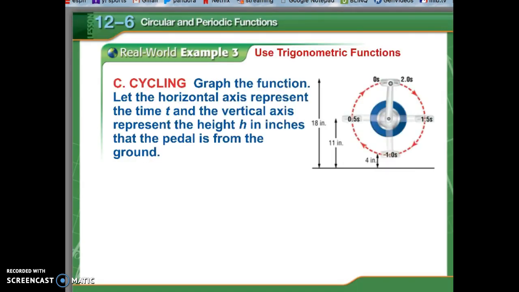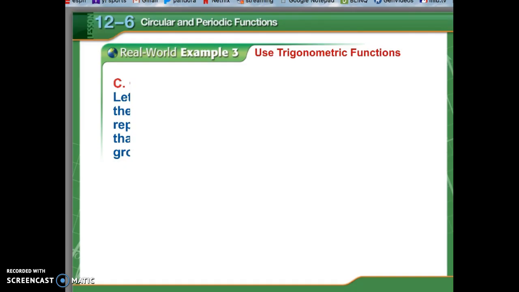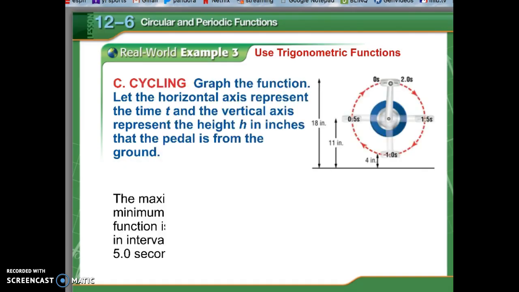Okay, part C of the problem says that we need to graph the function, and we're going to let the horizontal axis represent the time, t, and the vertical axis will represent the height, h, in inches that the pedal is from the ground. So basically we're just graphing the points that we came up with in part A of this problem.